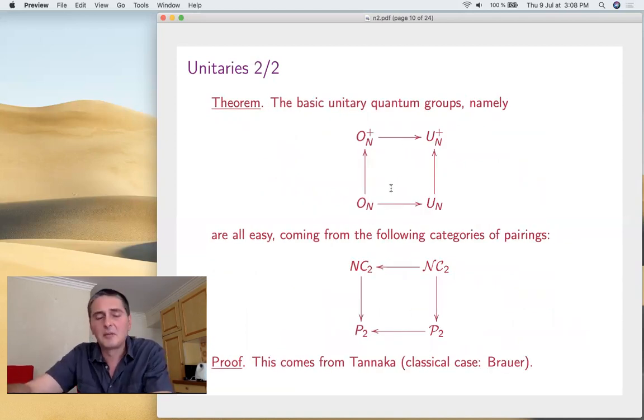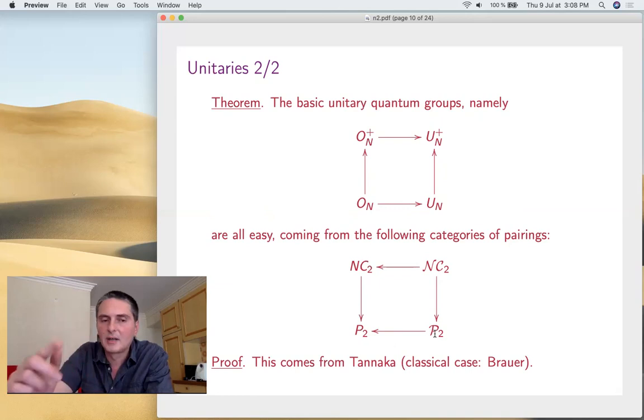Now, there are many things that can be said about them. So this is old stuff due to Wang. But the most modern and simple thing is to say that they're easy. So here's the Brauer theorem somehow extended. I added also the classical ones because it's nice to have this diagram. So they're all easy. And the categories are as follows: P_2 matching P_2. So calligraphic stands for matching. And that's Brauer. And in the upper row, it's the same thing but with non-crossing partitions.